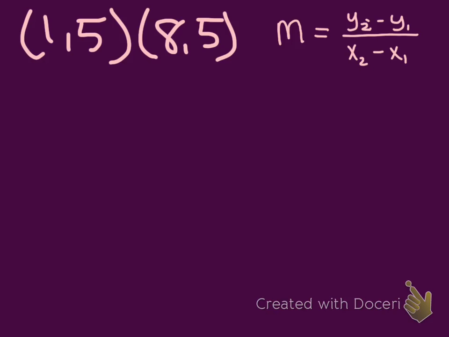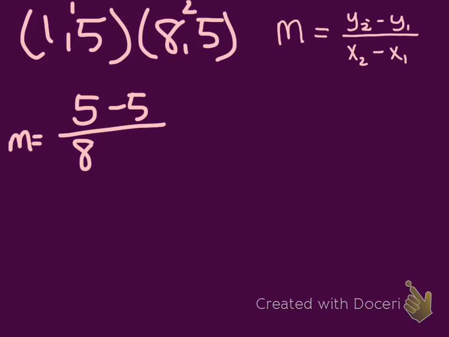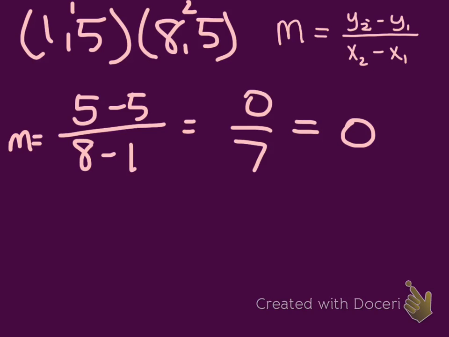Because we call this 1 and that one 2. So our y2 is 5 minus 5. It doesn't really matter because they're both 5. But x2 is, which one? This one. Yes, 8. Should be 7. Yes, so we would have 0 over 7. Not a problem. 0 on the top is not a problem. What is 0 divided by 7? 0. This would be a 0 slope, and that is possible.